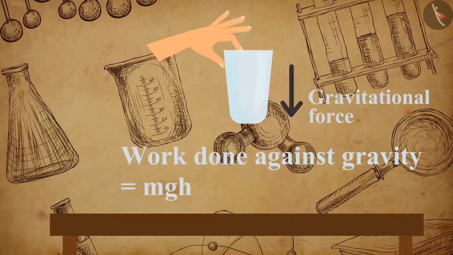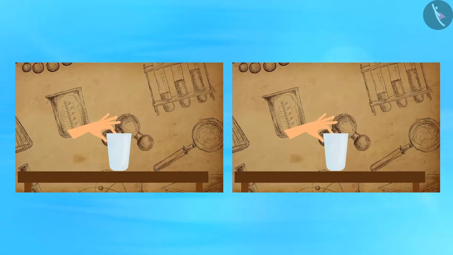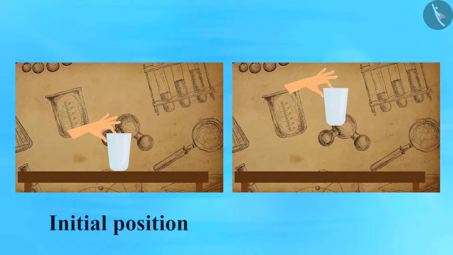As the work done on the object against gravity is mgh, so the energy gained by the object is mgh, which is the potential energy of the object. Therefore, potential energy of the object EP is equal to mgh. When an object is raised to a certain height, then the work done on the object depends on the difference between the vertical heights of the initial position and final positions of the object, and not on the path taken by the object.